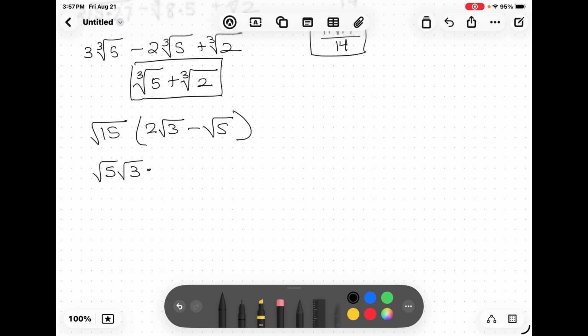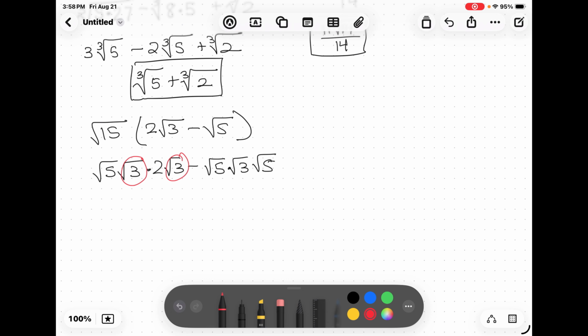Times 2 rad 3 minus rad 5 rad 3 times rad 5. Follow that? I broke up the square root of 15 to square root of 5 square root of 3. And that was useful here as well. I didn't have to do it here as well, but it was useful. Now look at what we've got. Square root of 3 square root of 3, that's 3. The square root of 3 times the square root of 3 is 3.